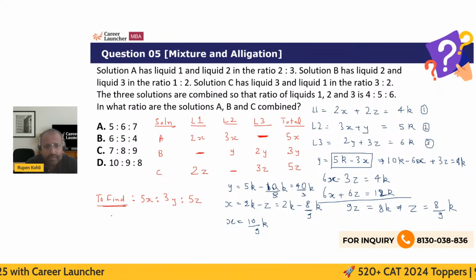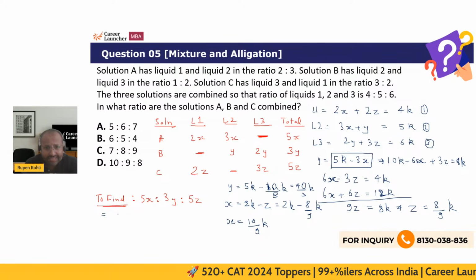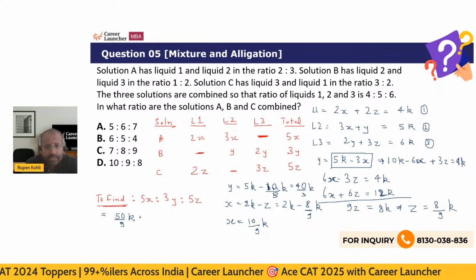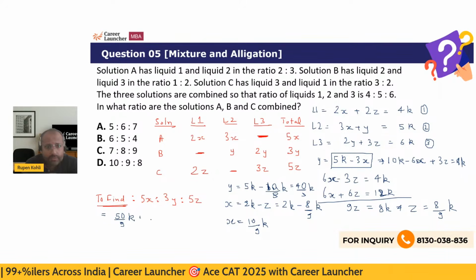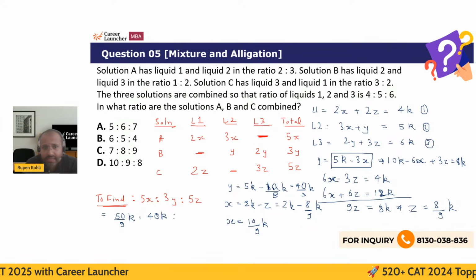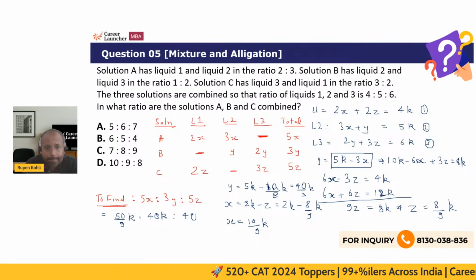Hence, we had to find this 5x, 3y, 5z. X is 10 by 9, so 5x becomes 50 by 9 k. 3y, y is 40 by 3, so this becomes 40k. And 5z, z is 8 by 9, so 8 into 5, 40 by 9 k. Right?